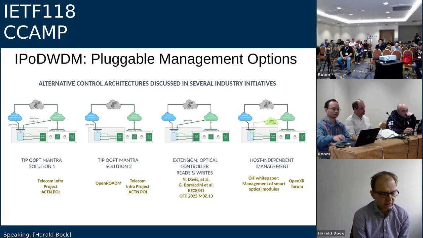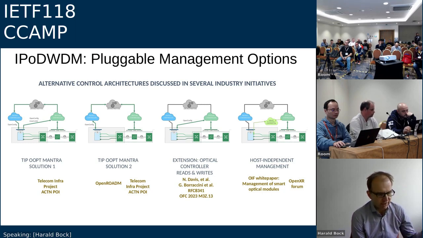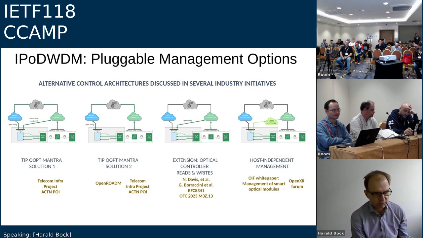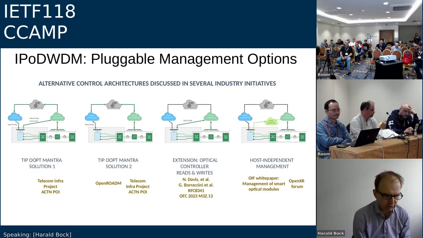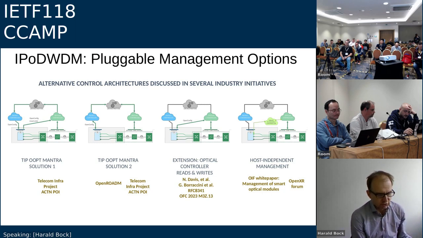All of these different approaches actually govern how information gets to the pluggable, how you write information to the pluggable in the end, and how information from a pluggable gets to an optical controller that needs to know about that specific optical information. As options, you have what was discussed, which is Mantra solution one, which involves a read access from an optical controller to a router. Then there's Mantra solution two, which has all the information being funneled via packet and hierarchical controller to an optical controller. And then there's the solution presented just now, which allows read and write access to a router from an optical controller.